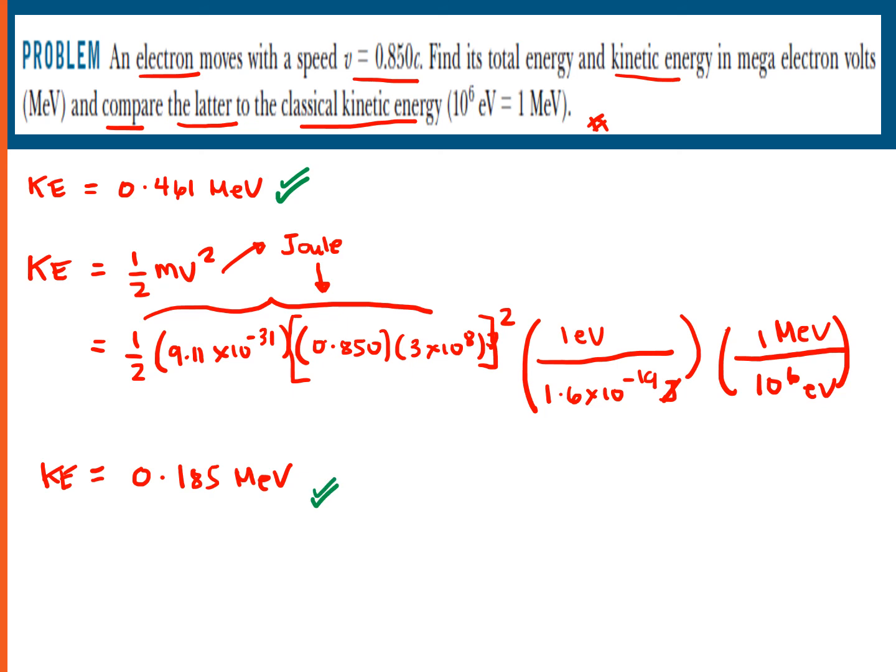So the change or the difference is mainly due to the fact that as objects travel close to the speed of light, their mass is going to increase, and as a result, the kinetic energy of the electron should increase or should be greater than compared to the kinetic energy of the electron if we treat it as a classical particle or in classical physics.